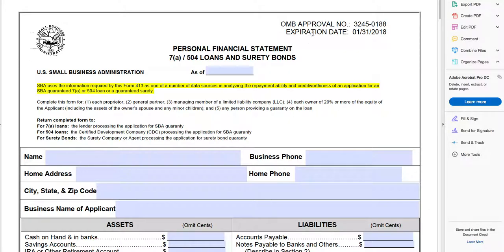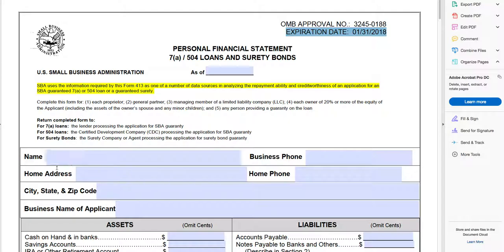So the first thing to notice is the expiration date right here. This is the date that the PFS that you're working on is valid. So make sure when you're filling out a PFS, this expiration date is current. For this one, we're currently on 1/31/2018, and so this PFS is valid. The next thing that you'll notice is the as of date. You typically want to put today's date, and a PFS is valid for 90 days from this date.